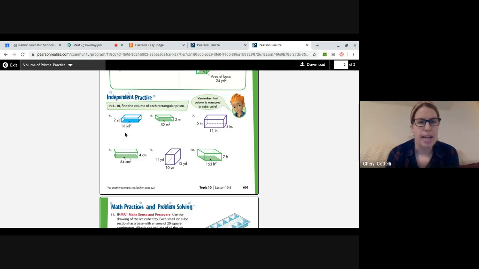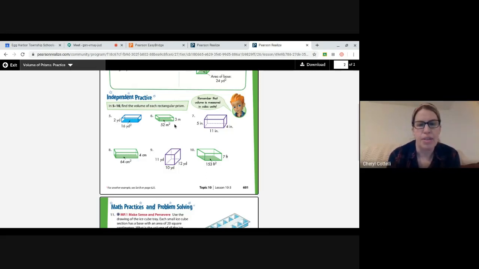And then your units are going to be cubic yards because you're multiplying square yards times another yards, which would give you yards times yards times yards. So it's cubic yards. And then here they give you the base. You can see that it's the base because it's measured in area. So 52 square meters.